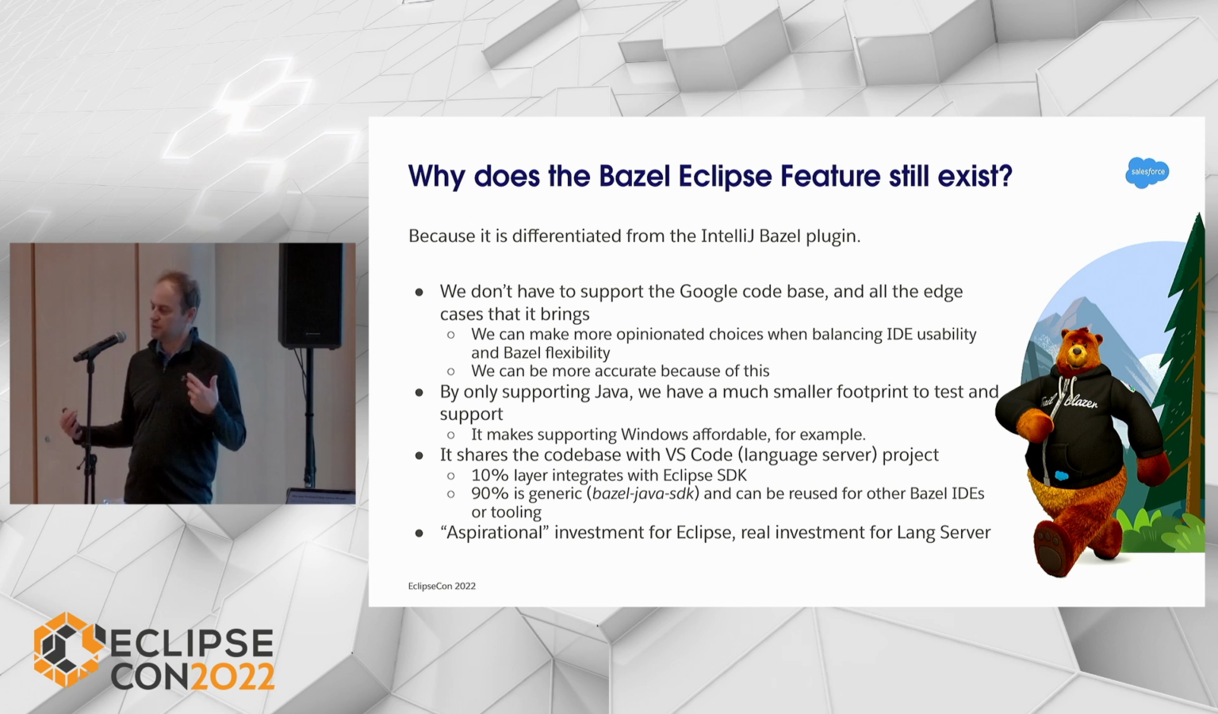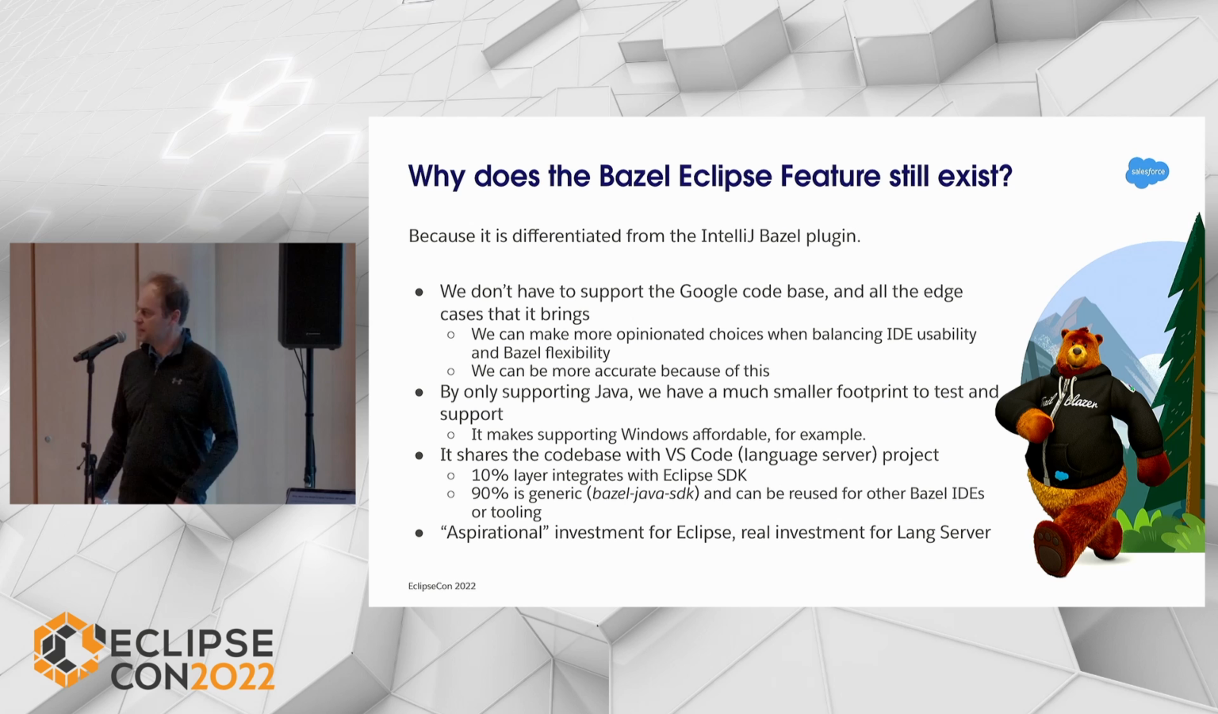And in doing so, we can actually be a little more accurate in some of our computations for classpath, as one example. Also, by supporting only Java, we have a very small footprint in terms of testing, and so we have Windows support, whereas the IntelliJ plugin does not have official Windows support. And also, we are doing the language server as well for Bazel Java.